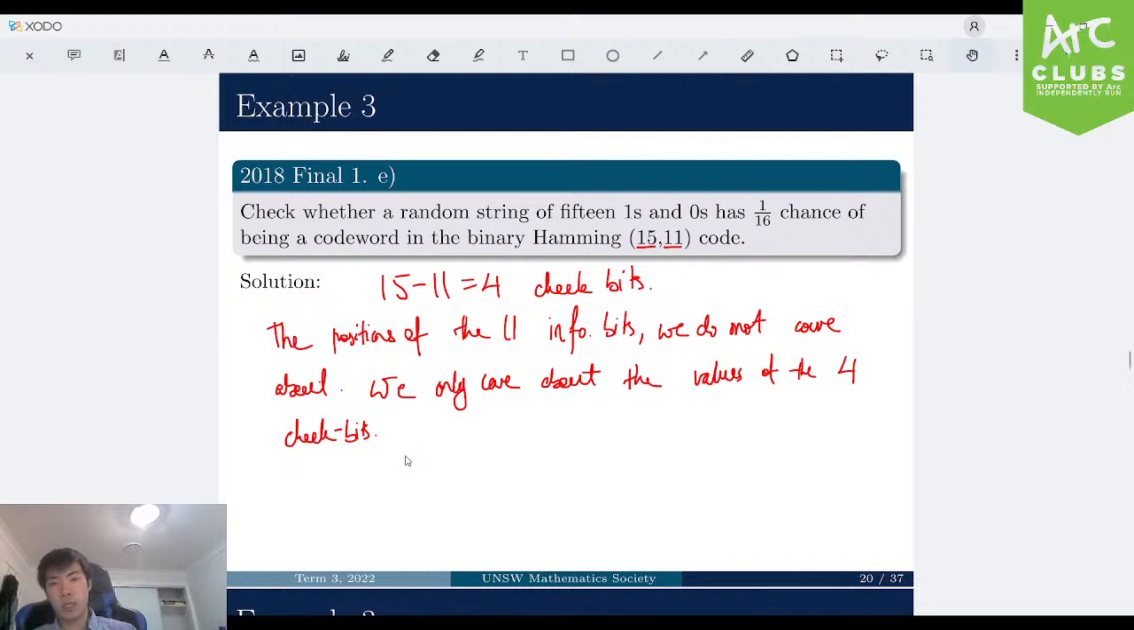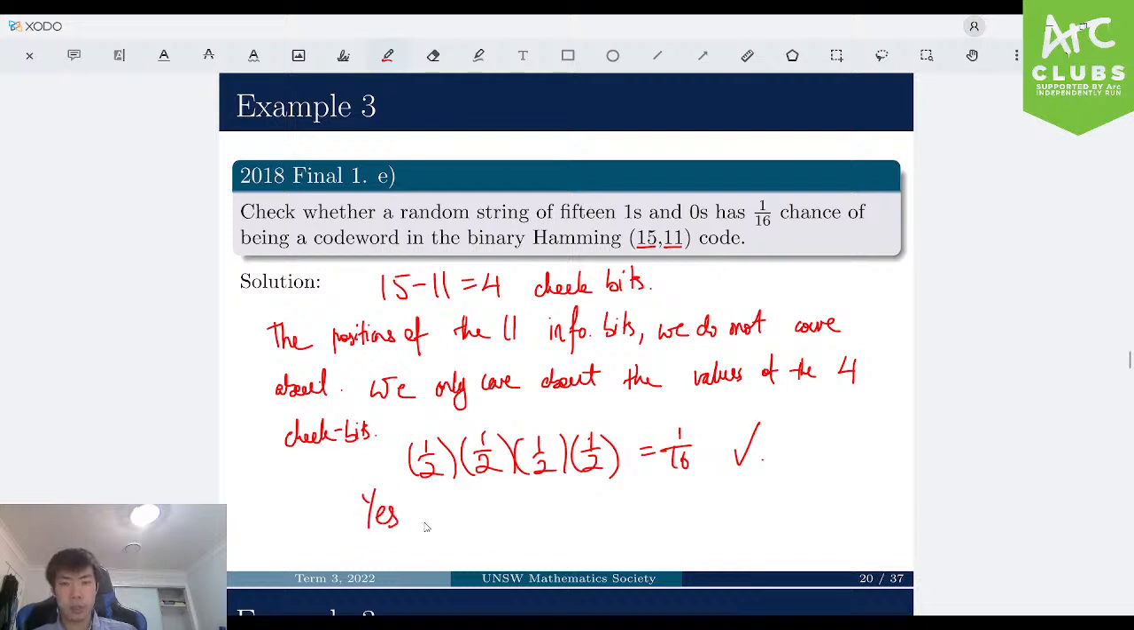Well, it would just be the first check bit getting it correct. We have a half chance, right? It can either be 0 or 1. The next check bit getting correct would again have half chance, right? Because it can either be 0 or 1, and so on. And so this is indeed equal to 1/16. Okay, so the answer is yes. Yes, it's true, right?